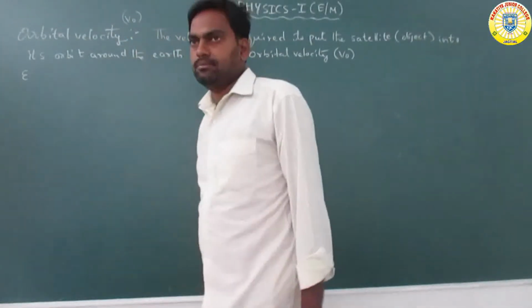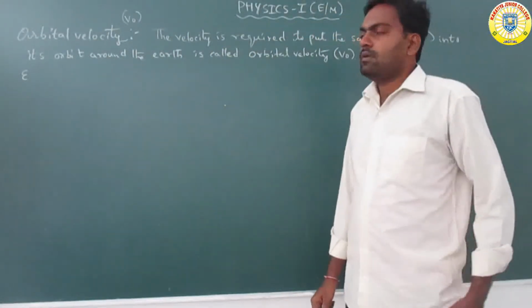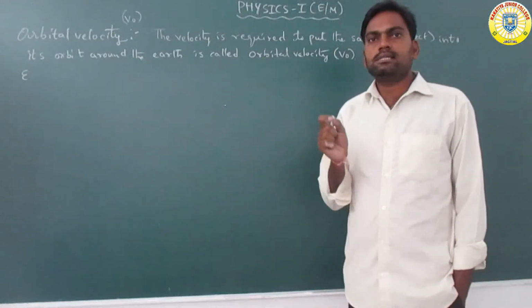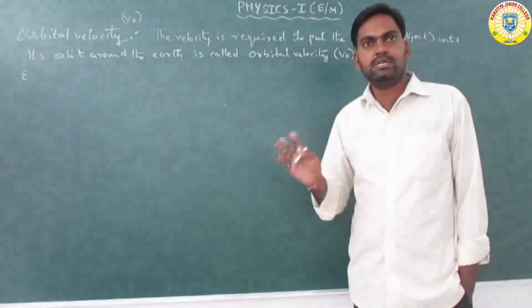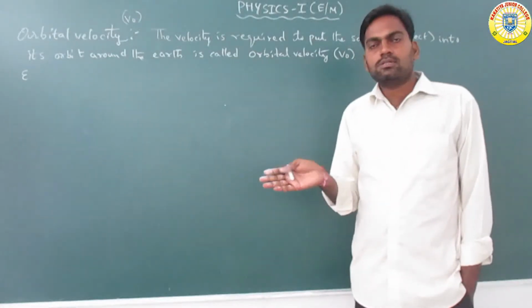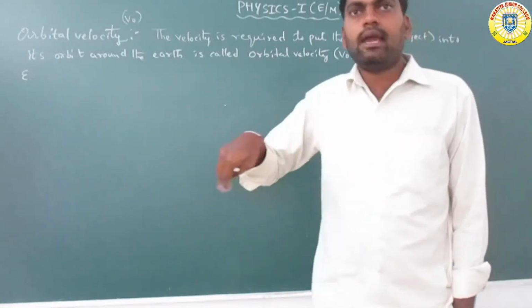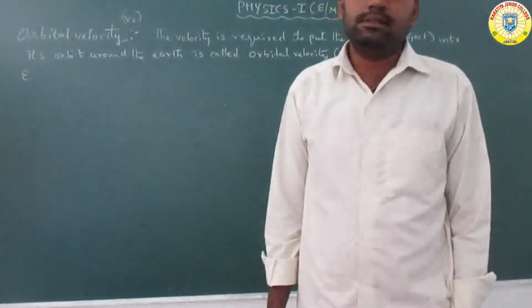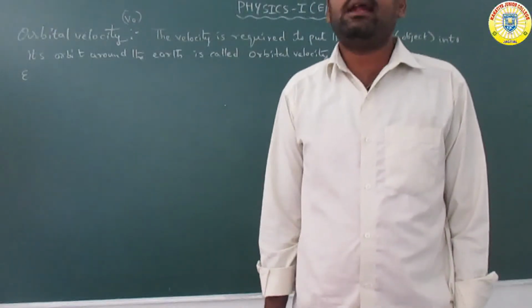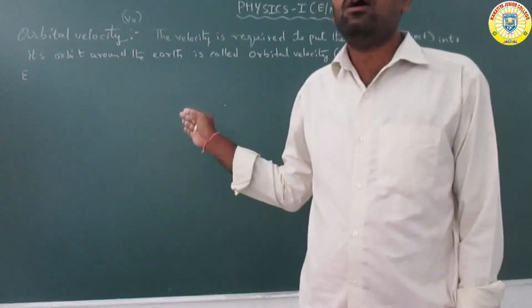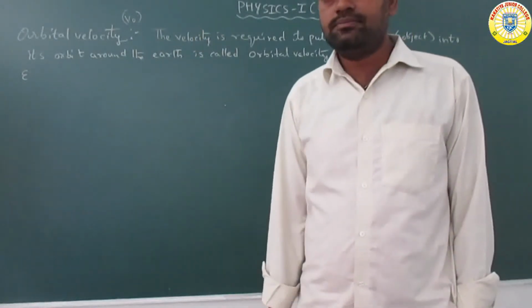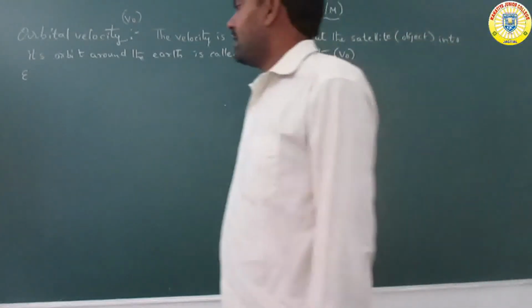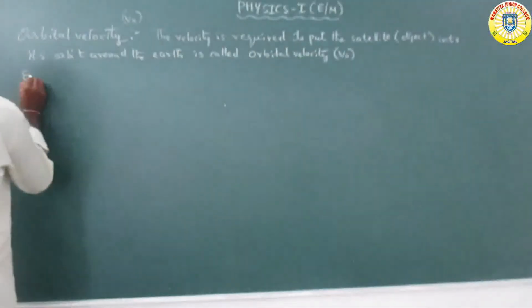V naught is the orbital velocity. The velocity required for an object or satellite, whichever is taken, that is revolving around the planet or earth is called the orbital velocity, and it is denoted by V naught. Now, the expression for orbital velocity.